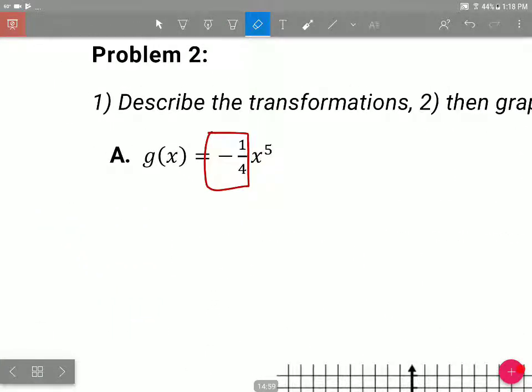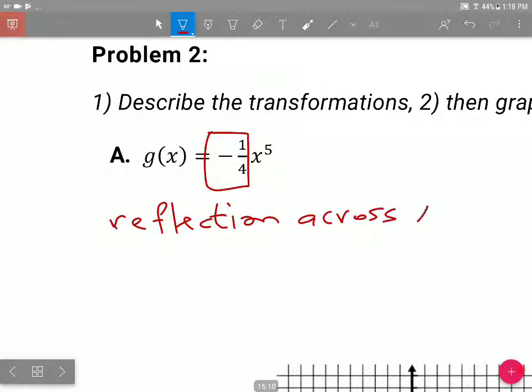So, okay, the negative is a, no, not with the eraser. Reflection across the x-axis. And I know it says over and not across. You can write over this just fine. It's just a force of habit for me.